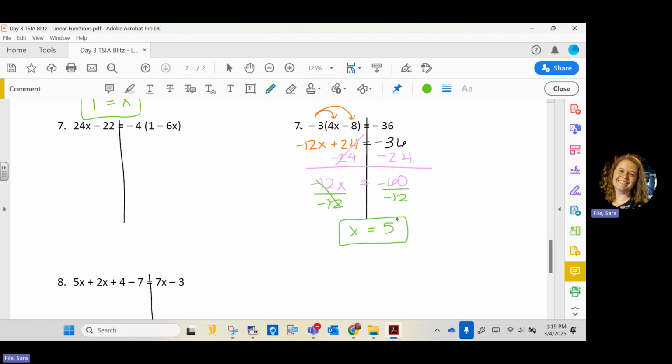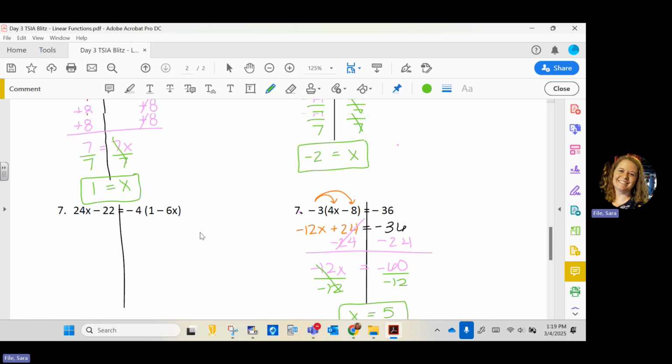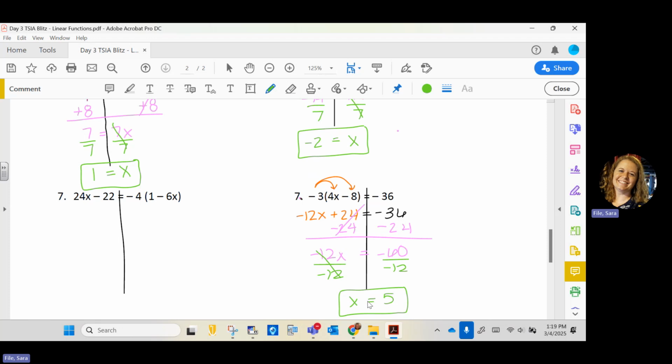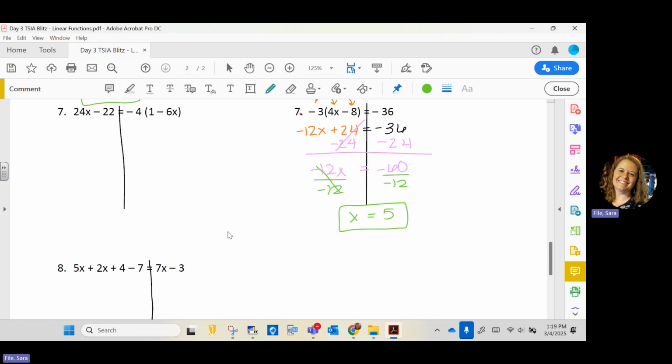All right, I skipped this other one for a reason. Okay, we're going to look at these last two. These are special cases. All of these so far, we found a solution, didn't we? We got a number solution, a single solution.